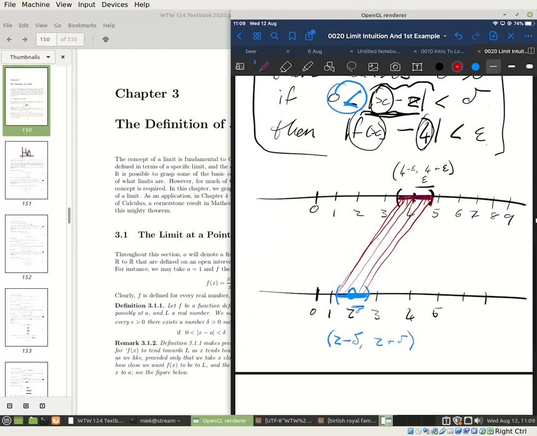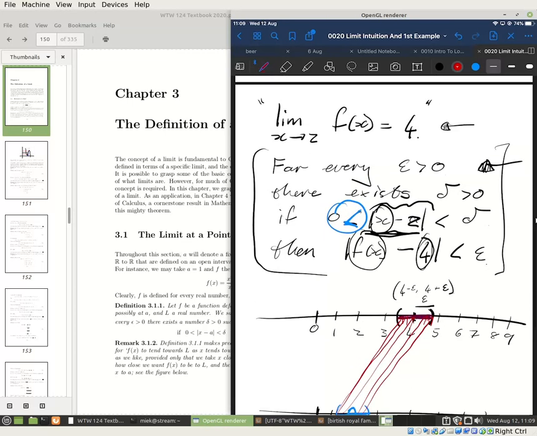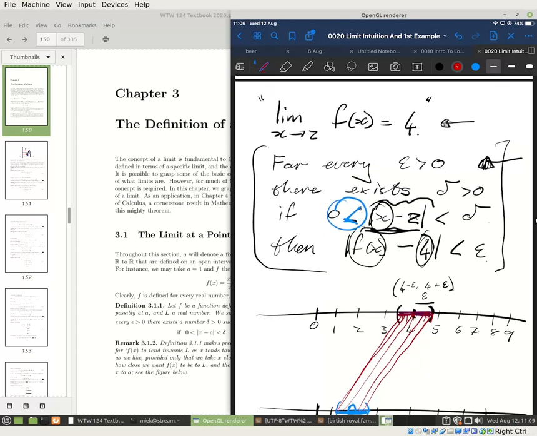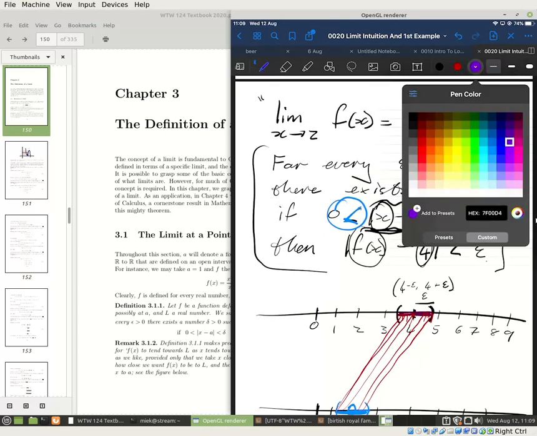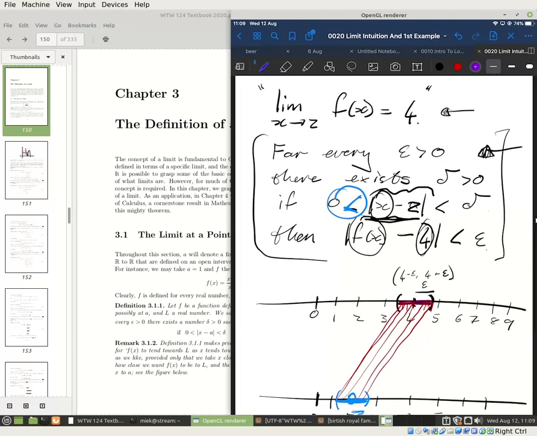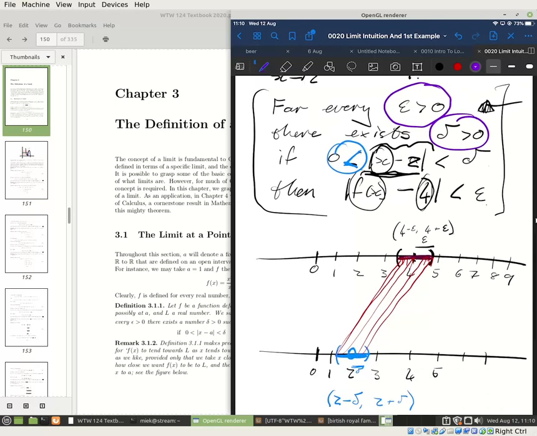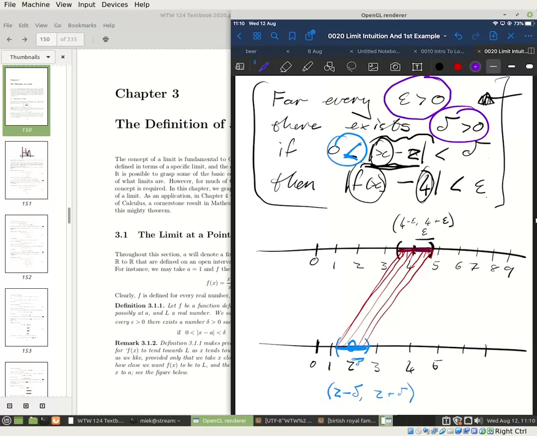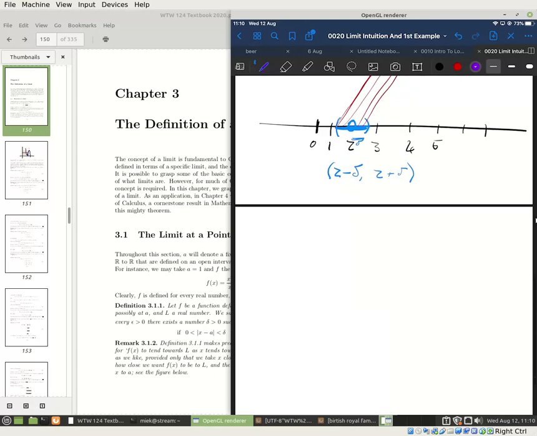Okay, and we should be able to do this for every epsilon. We should be able to find a delta which does this. So it does not matter how big or how small this epsilon is, we should be able to find a delta which does this job, so that everything in this interval around 2 maps into this interval around 4.